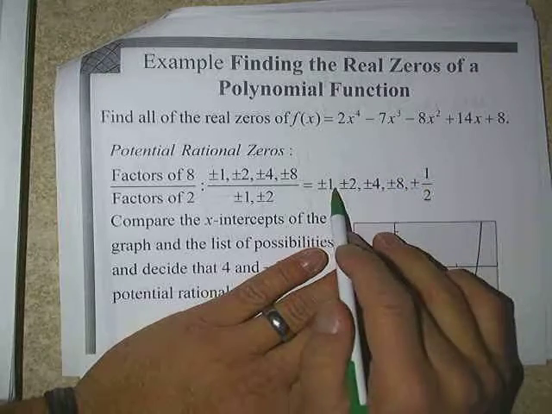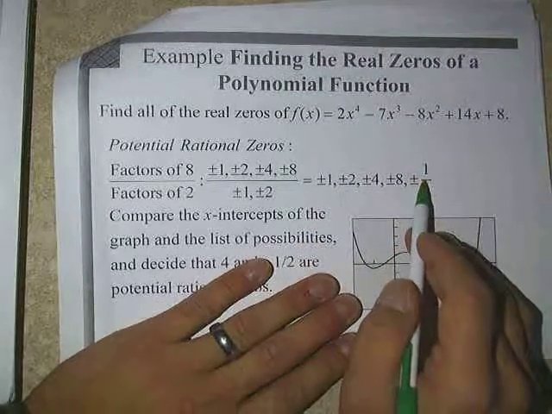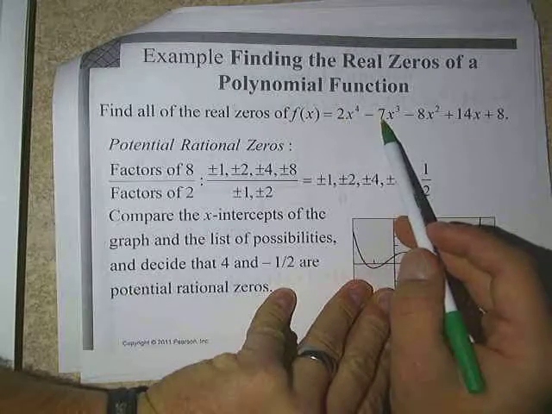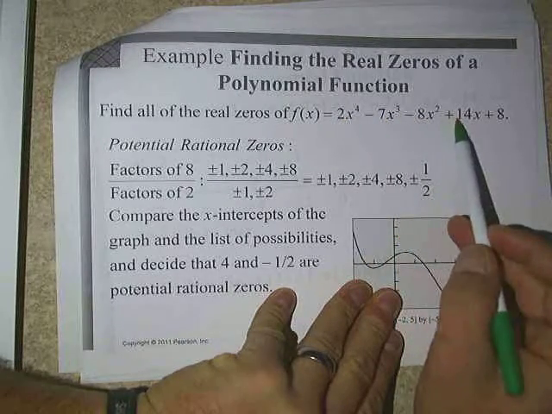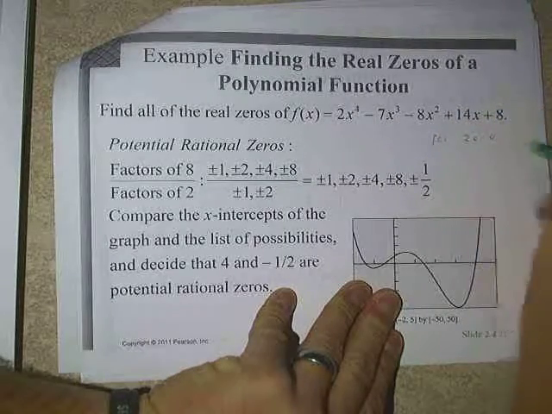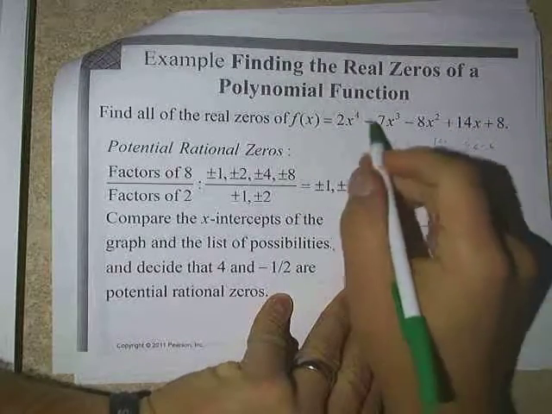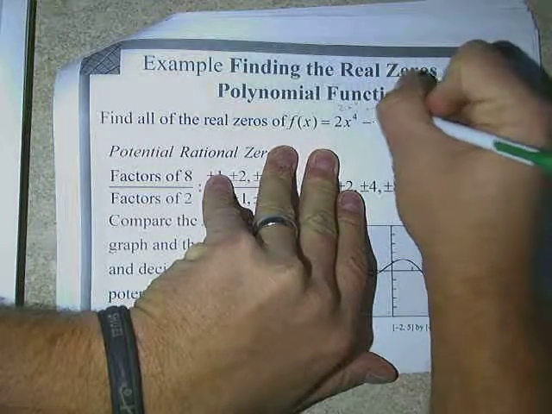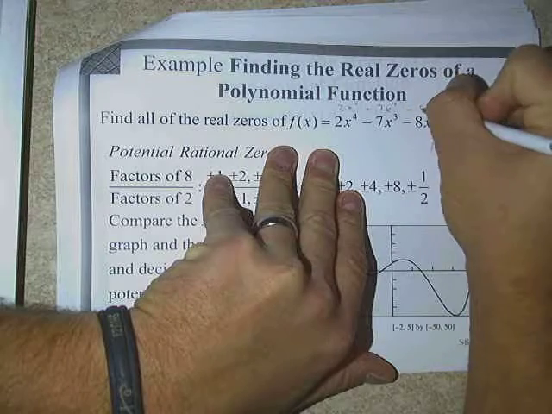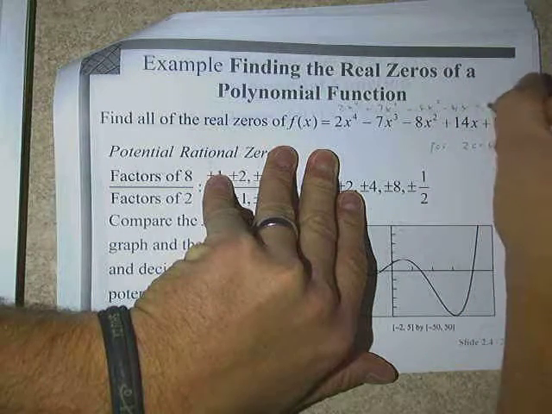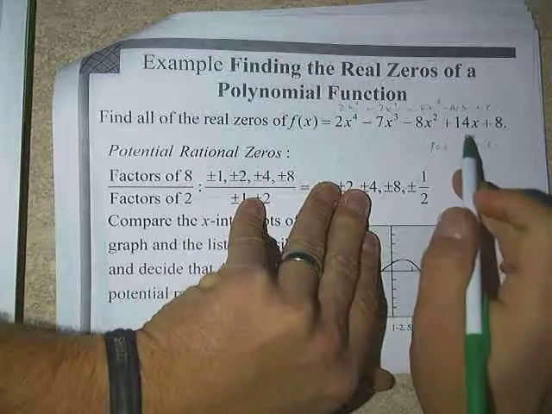Now, I'll show you one last example here. If we were asked to find the zeros of this quartic function, we would make our list. We'd put factors of 8 on top of factors of 2. Turns out that there's only 10 in the list at this point. If we looked at our sign changes, we got 1 there, no, 2 there. So for positive, there's either 2 or 0.